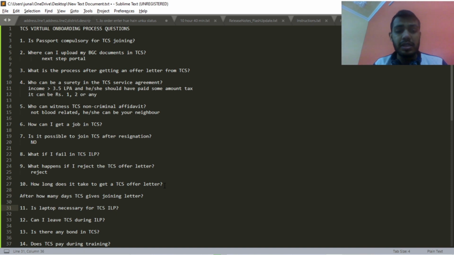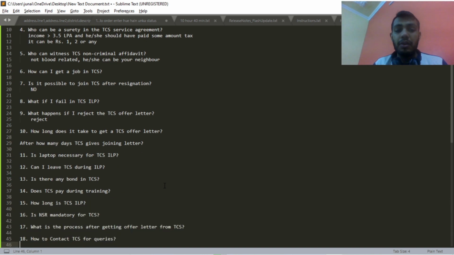Is a laptop necessary for TCS ILP? No. Why? Because there is no way you can take your laptop or any electronic device into the TCS office. Can I leave TCS during ILP? Yes, you can leave, but under certain circumstances. You will have to pay around 50,000. You generally have to pay 50,000 if you leave TCS during ILP, and the ILP program is around 1 year.